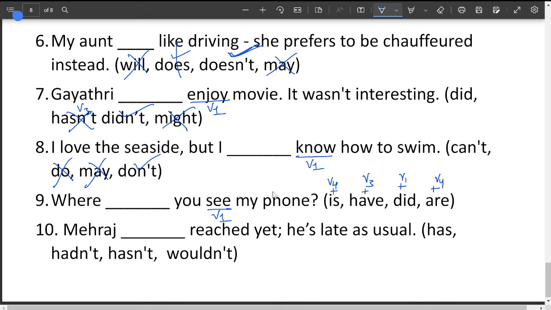V1 is given here. So which one can you use here? That's it. Okay, that is the answer. Only one V1 is there in this case.